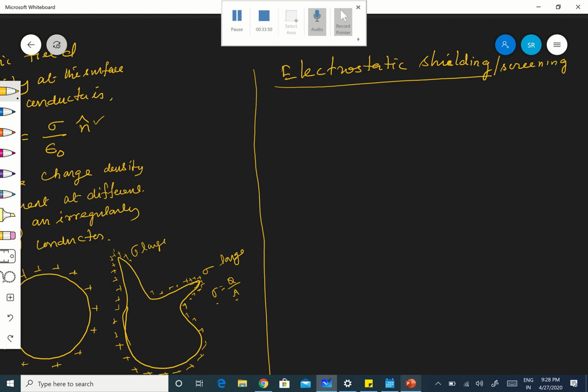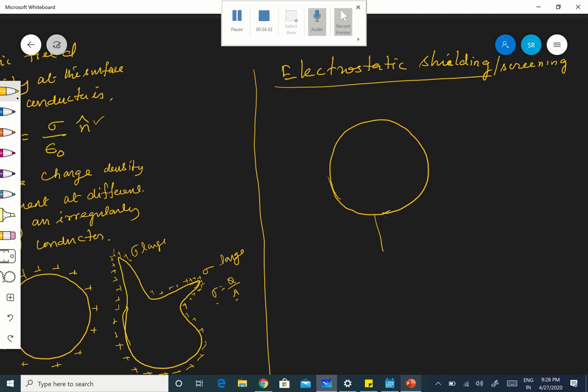We have already seen that the electric field inside a conductor is zero. I am taking one hollow conductor. Even if it is a solid conductor, electric charges will reside only at the surface. Now, for example, I have a hollow conductor under electrostatic condition, which means electrostatic equilibrium.